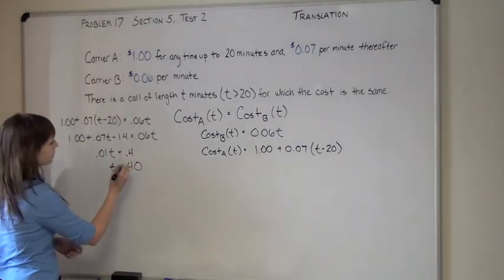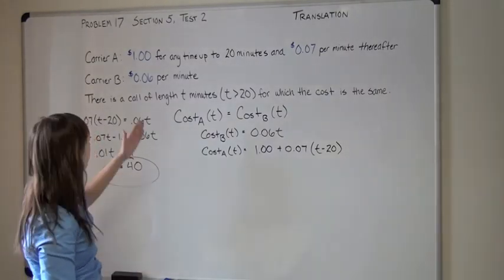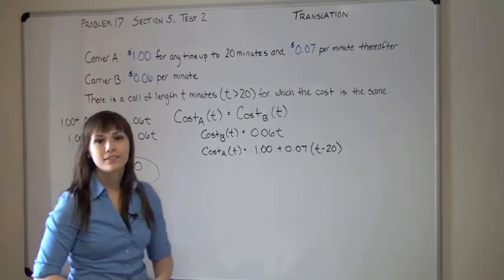So t equals 40 minutes. That's a call that'll cost the same on both carrier A and carrier B. And that's how you do it.